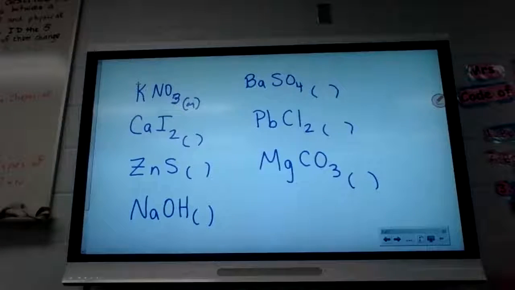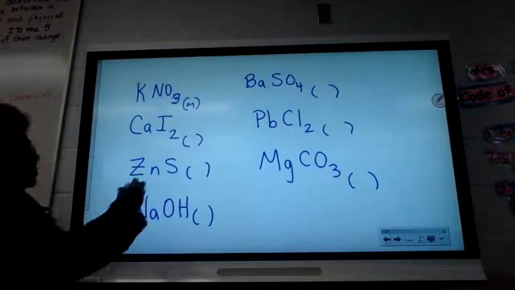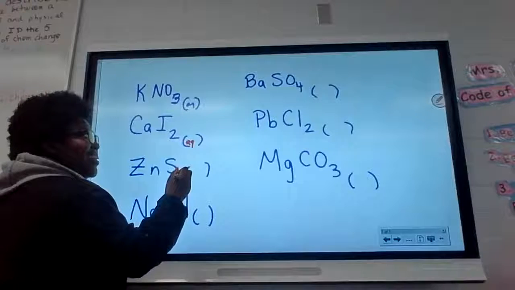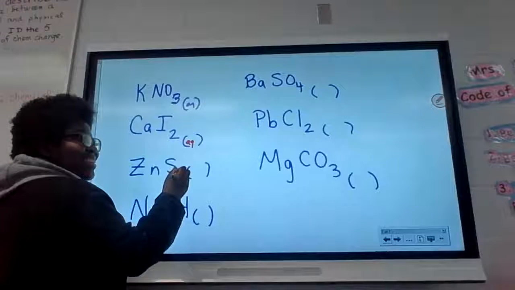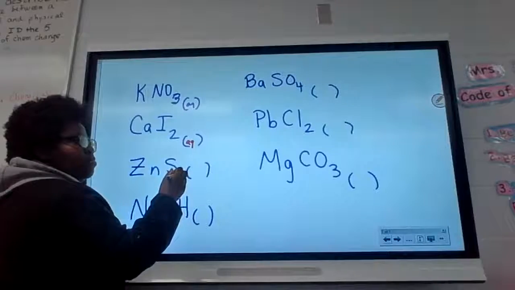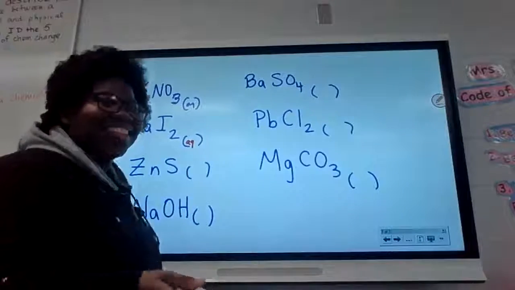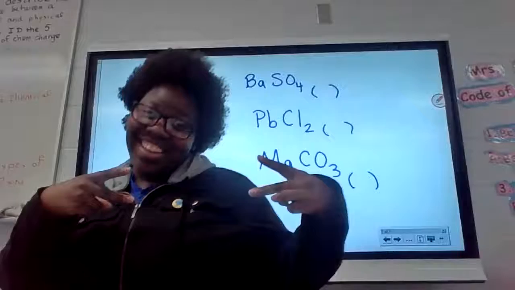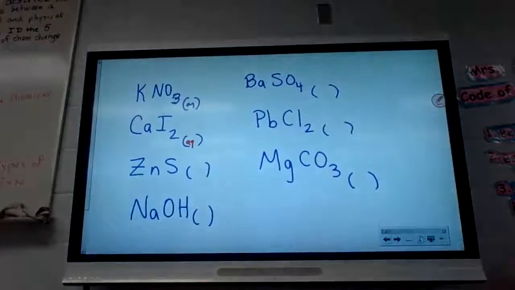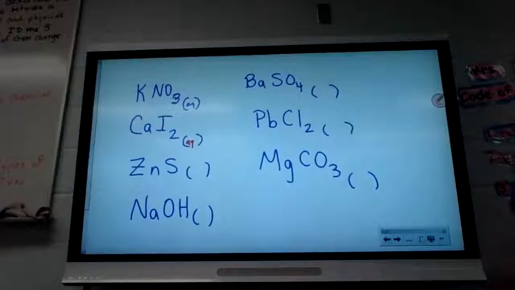I want to do one. All iodides are soluble except lead, mercury, and silver. So yes, that is AQ. Oh, okay. That's correct. That's what I was going to do. That's not the easiest one for me.